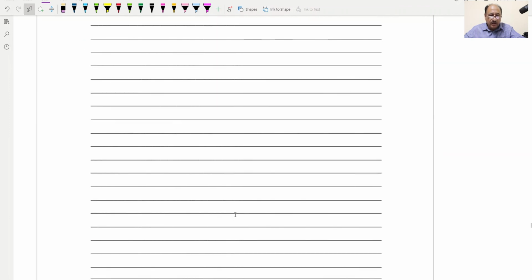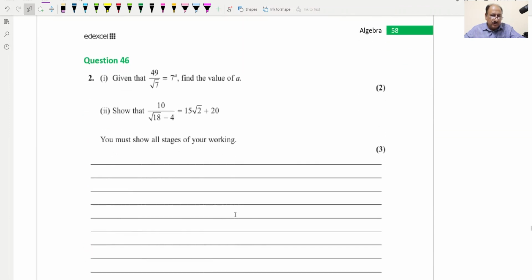Now we can move to the next question, which is question number 46, and question 46 is question number 2 of the past paper. Given that this is equal to this, find the value of a. This is a 2-mark part. So 49 over the square root of 7 is equal to 7 raised to the power a.